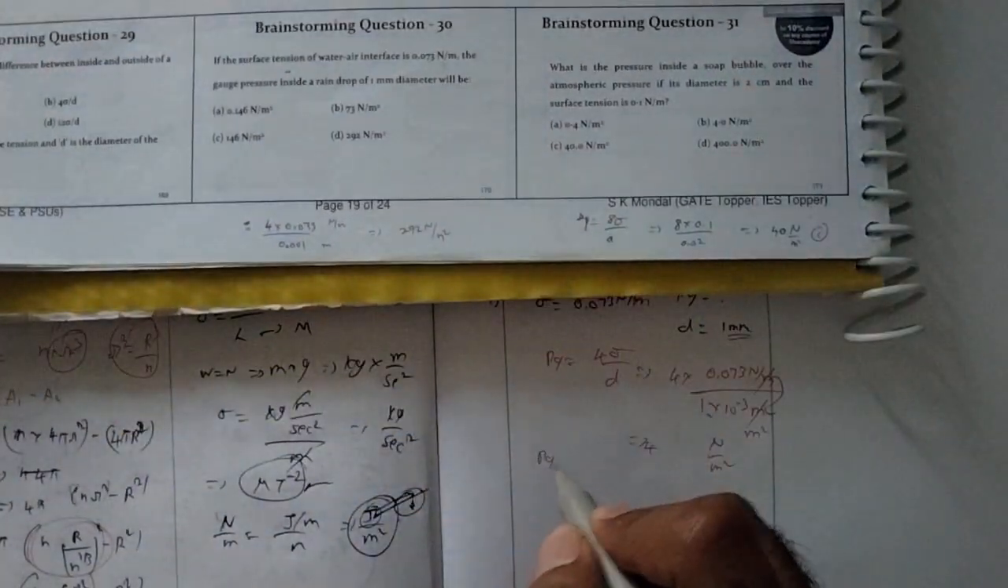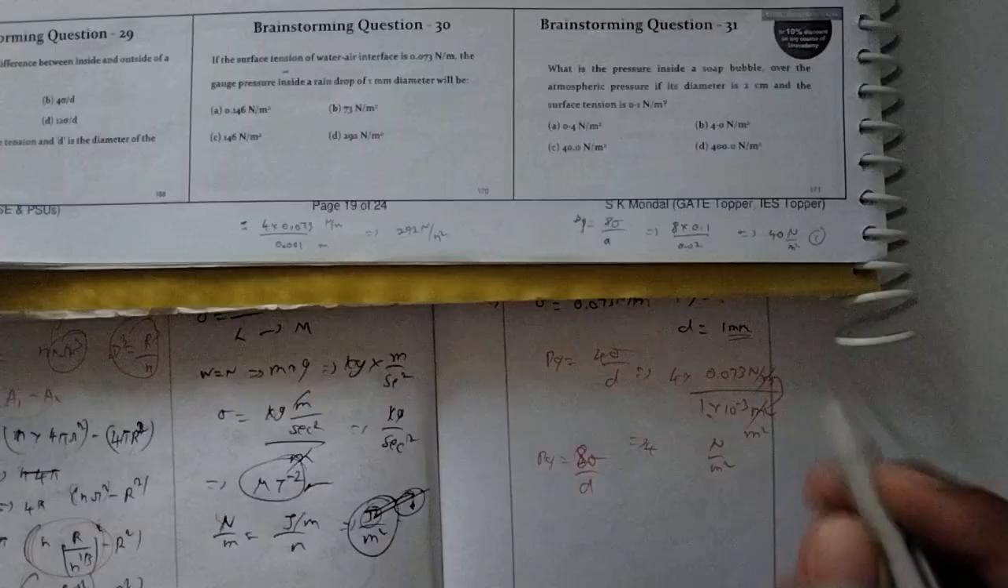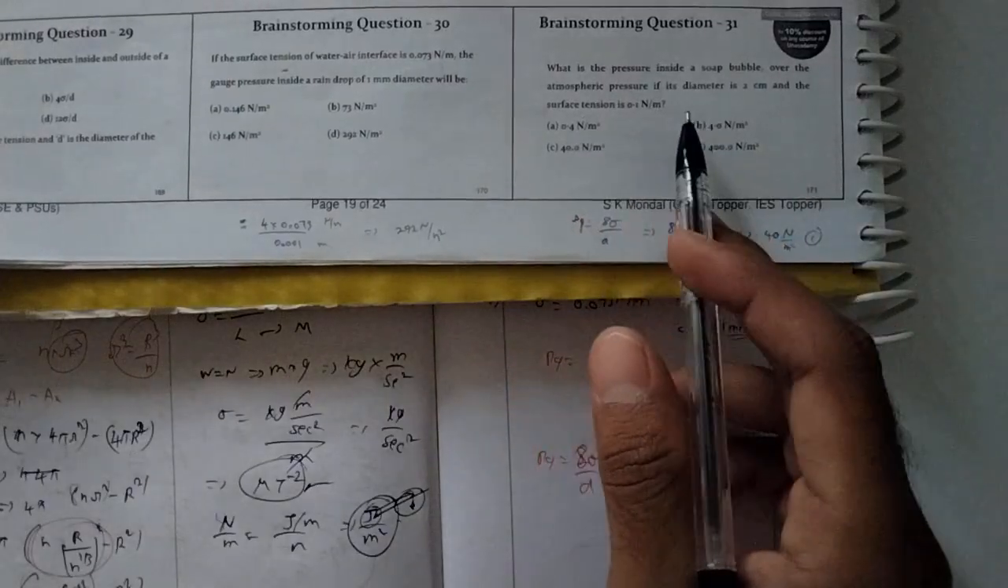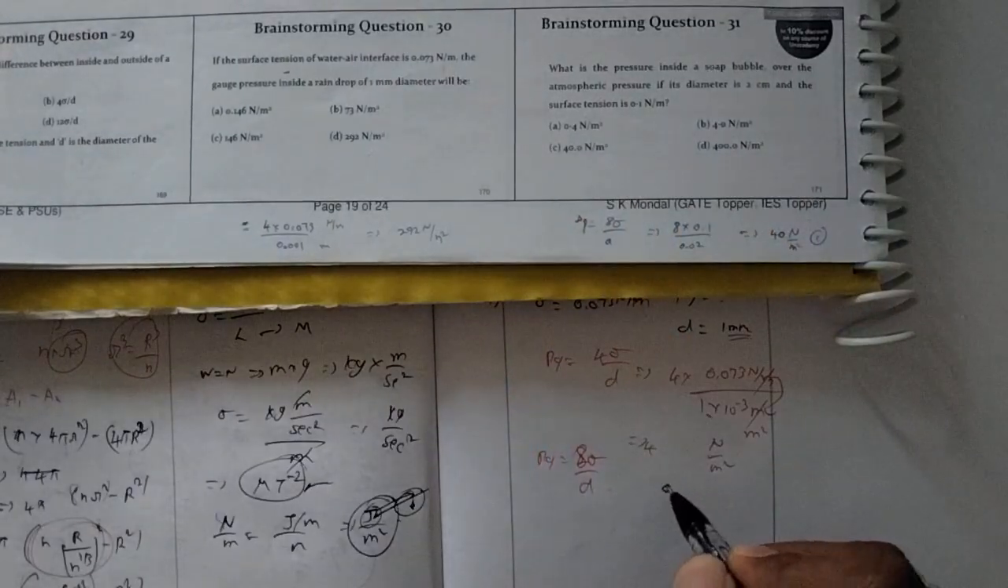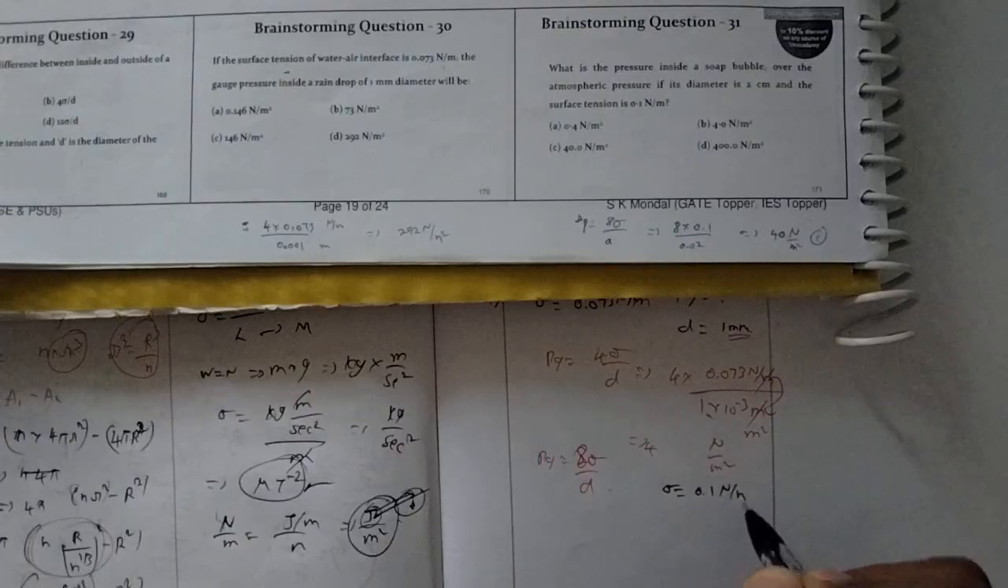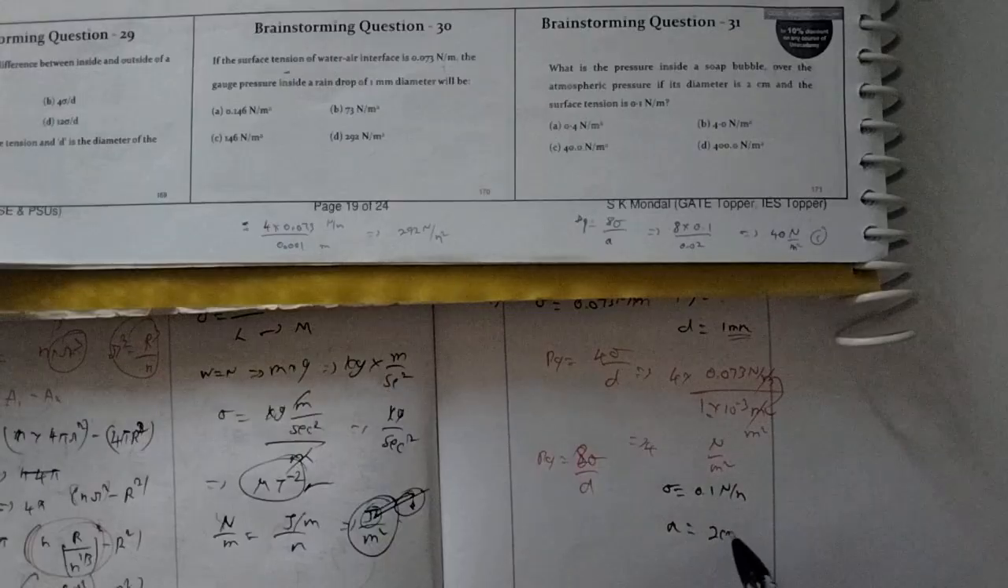The next thing is the soap bubble. What is the formula of soap bubble? Pg equals 8 sigma by D. If the surface tension is equal to 0.1 newton per meter and the diameter is given as 2 centimeter, so 2 into 10 power minus 2 meter.